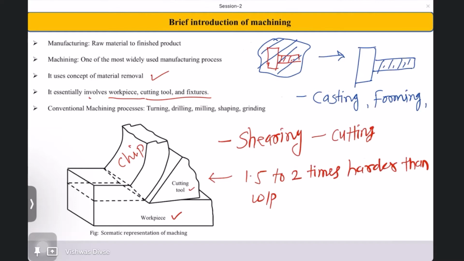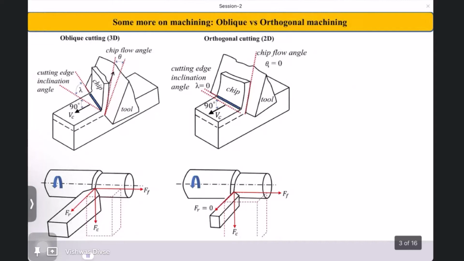So now we'll try to move further, some more on machining. Why is this slide very important? As we started our discussion with orthogonal, but how to differentiate, or in reality I will tell you, all the processes I explained, turning, drilling, milling, are essentially oblique machining. Orthogonal machining is just a simplification for research and engineering purposes. In reality, hardly is there any orthogonal cutting process. So how is it differentiated?